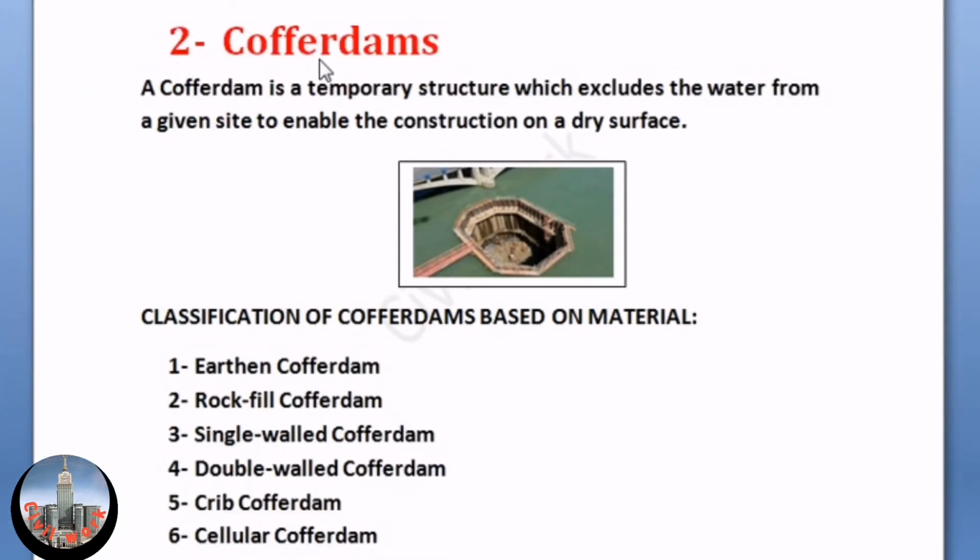Number 2. Cofferdams. A cofferdam is a temporary structure which excludes the water from a given site to enable the construction on a dry surface.